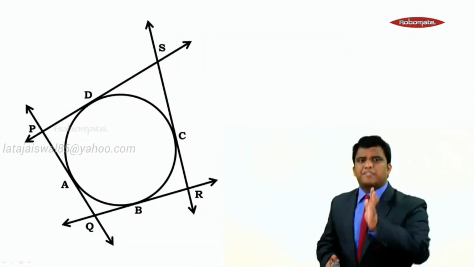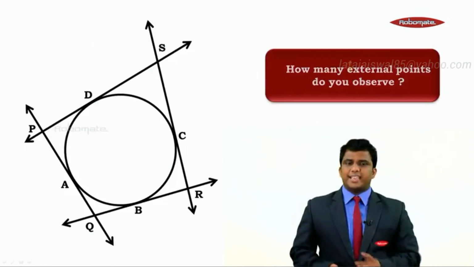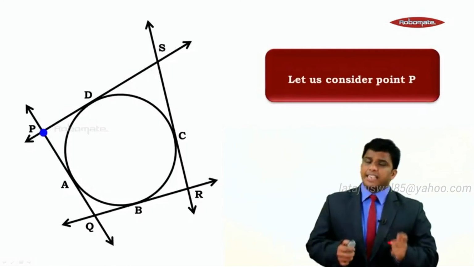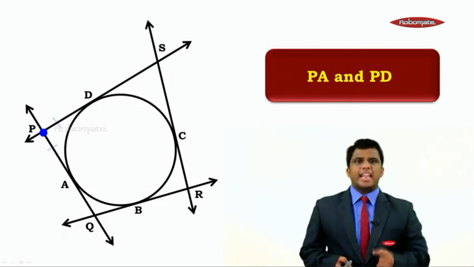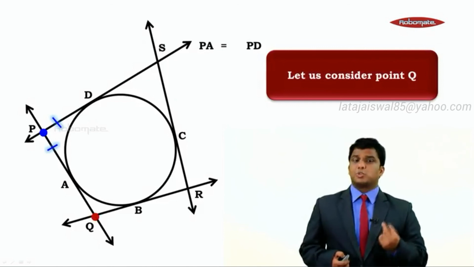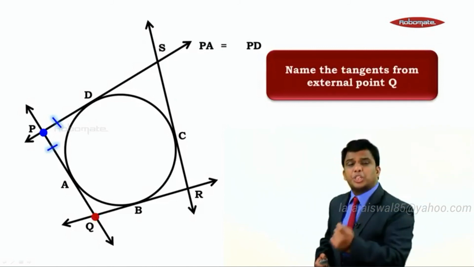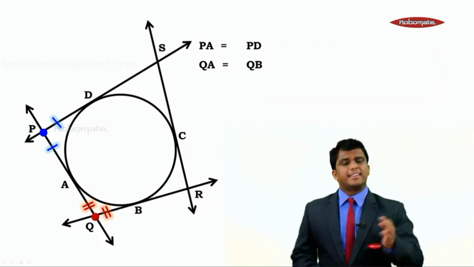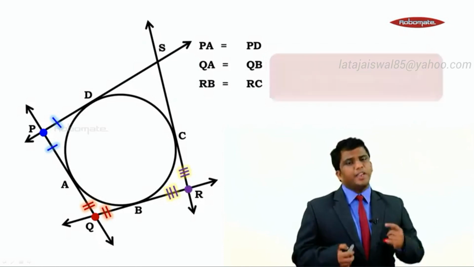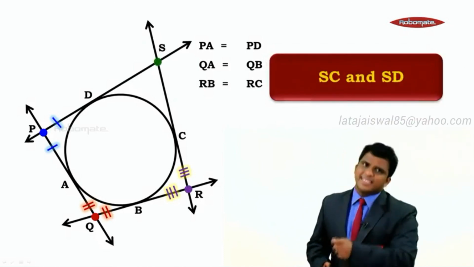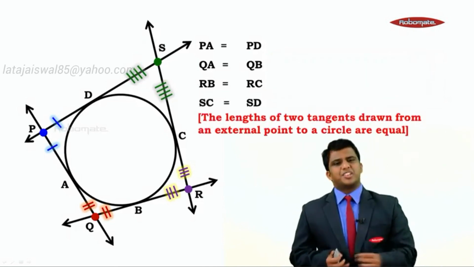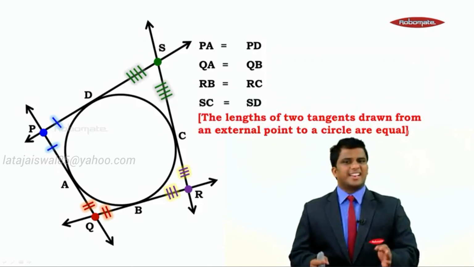Let's take a little further challenging figure. How many points in the exterior? 4: P, Q, R, S. Let's take point P first. Tangents from P to the circle, PA and PD, and we know they are equal. What about Q? We have two tangents from Q to the circle, QA and QB, and again they are equal. What about point R? RB and RC, again they are equal. And what about S? Further, SD and SC are equal. But what should be the reason? The lengths of two tangents from an external point to a circle are equal, and that's what we need to learn here.